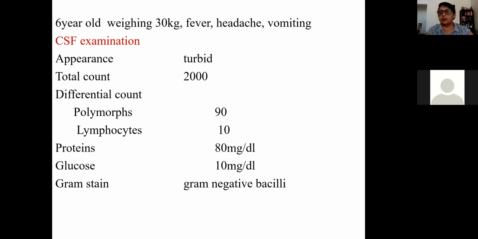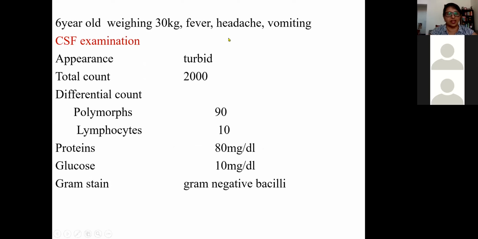Can you see the slide now? Didi Devadas, can you see the slide? Yes, ma'am. Okay, in between there was some net problem. Okay, Didi, then you can read this question. Just read the question.